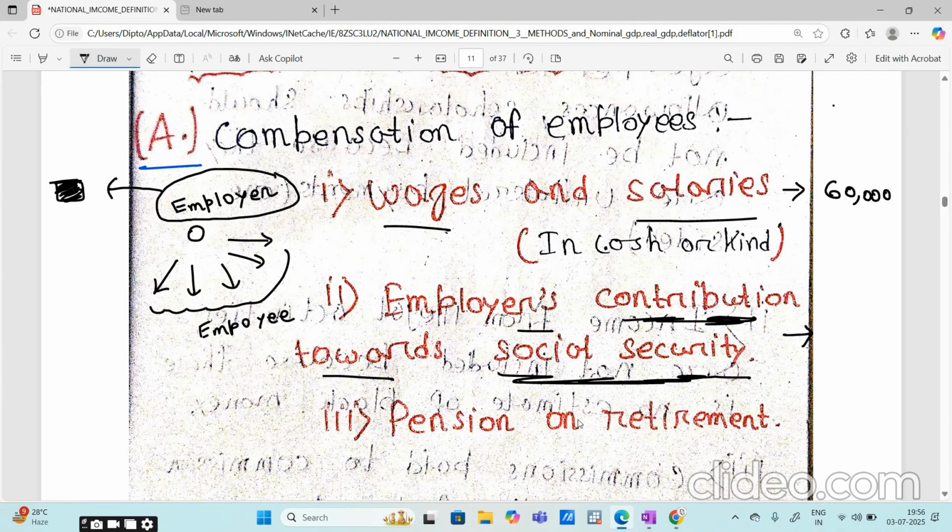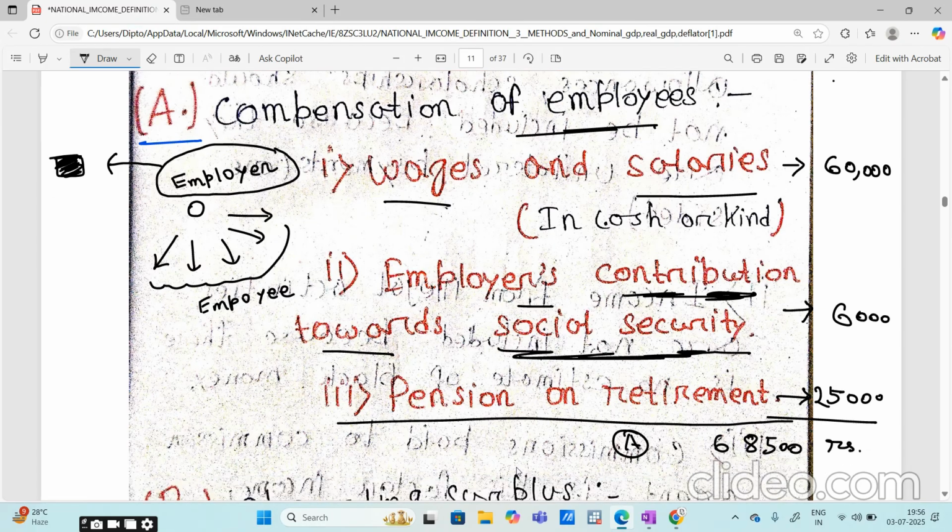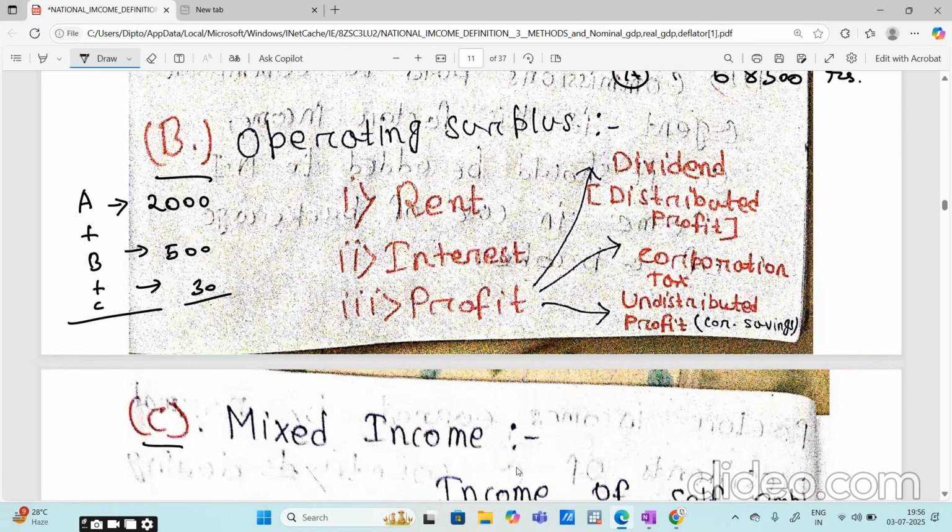Suppose this is 6,000. And pension on retirement: I have to think about pensions. When all of these 5 employees get retired, I have to think about their pension. So that is also compensation to the employees. Suppose this is 25,000. So what is the total part? Total compensation of employees is basically how much? 68,500 rupees.